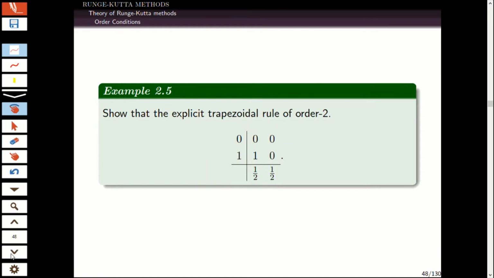Now show that the explicit trapezoidal rule is of order 2. Similarly, to satisfy order 2, we have two conditions. What are the conditions? b1 plus b2 equals 1, b2 c2 equals half. This is my b1, b2, c1, c2. Now I can see that b1 plus b2, half plus half, is 1. Satisfied. b2 times c2, half times 1 is half. So the method is order 2.